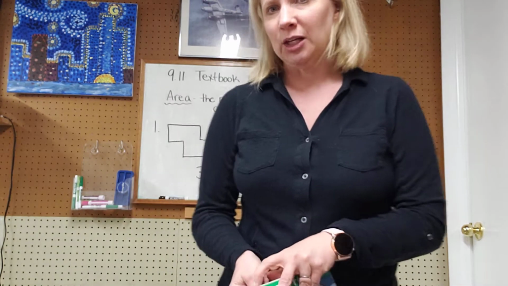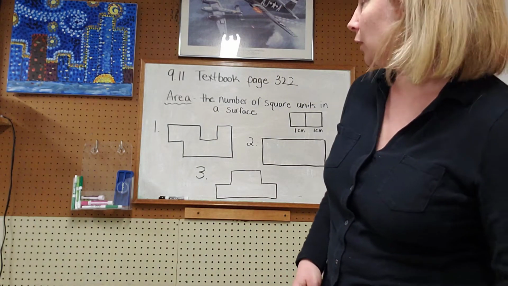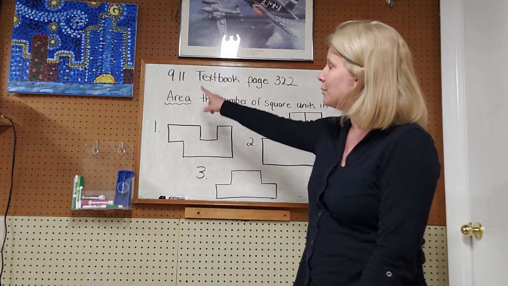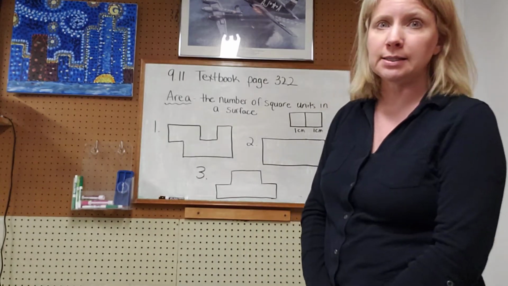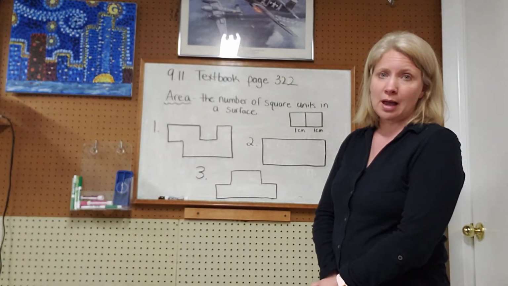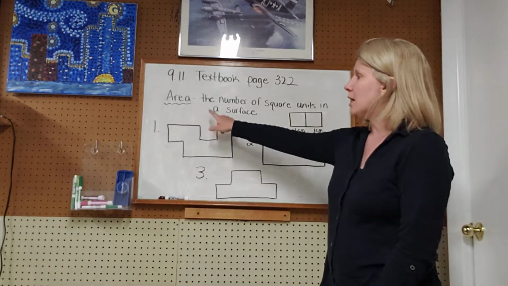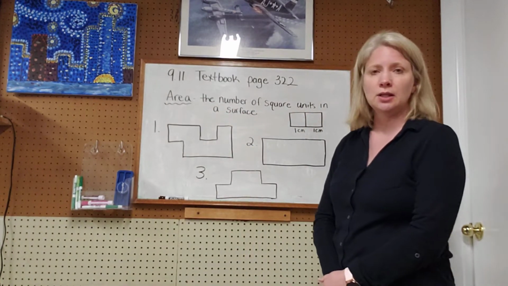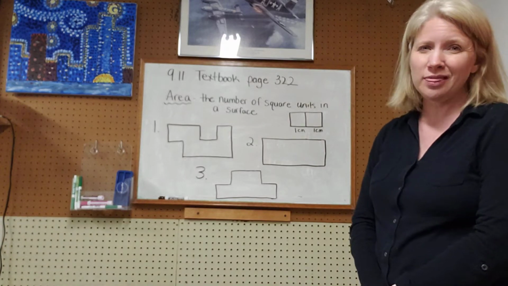Okay, let's go ahead and look at today's lesson. We're looking on workbook or textbook page 322. It's 9.11, and we're doing area today. So the definition, and that's one of your vocab words: the area is the number of square units in a surface. So let's talk about square units and what that means.